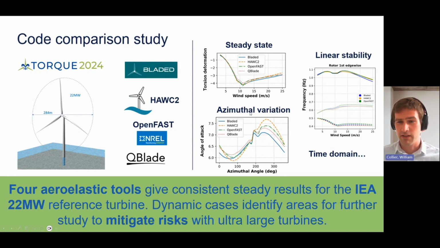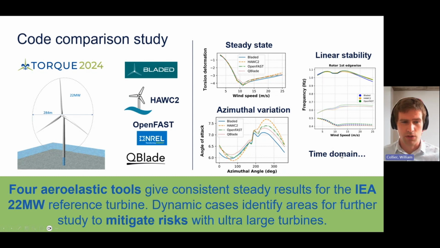We've looked at azimuthal variation cases, where we look at how the loads and things like angle of attack vary with the rotor azimuth. And we've got linear stability analysis, where we're looking at the frequency and damping of the turbine coupled modes, and also time domain simulations.